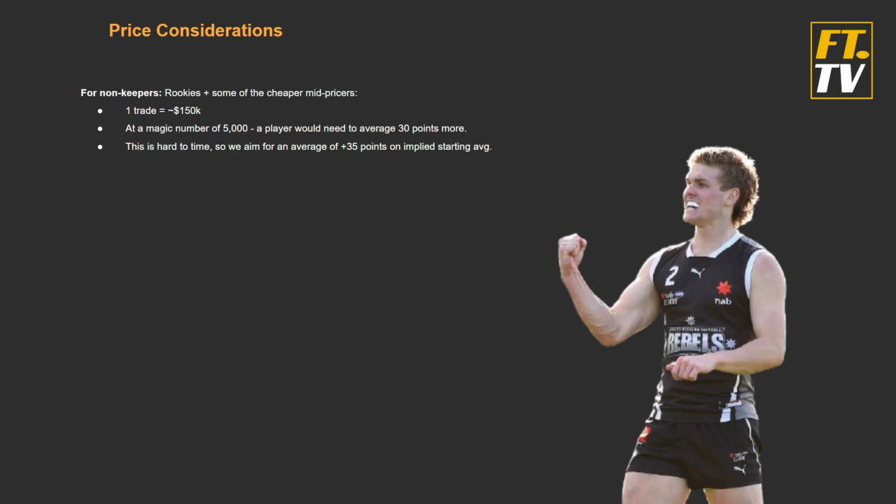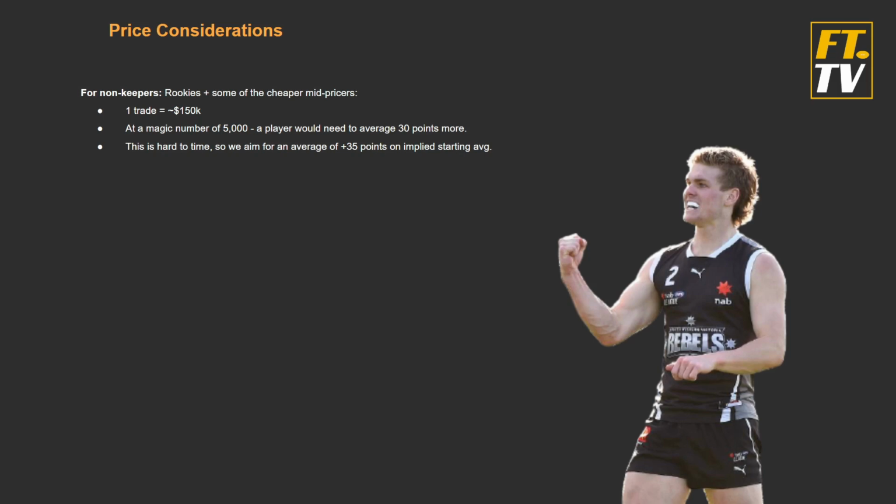I mean, this isn't always linear. It changes year to year. So yeah, just take 5,000 as a rough estimate. But if you think about it, 150,000 divided by 5,000, so similar to the formula we've done before, would mean that a player would need to average an additional 30 points to what they're priced at to make that 150k.